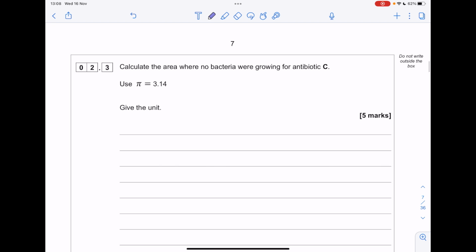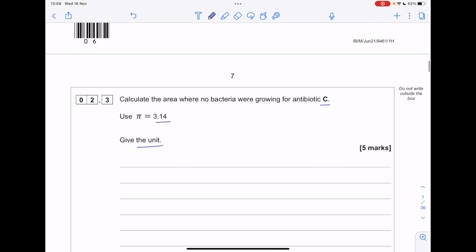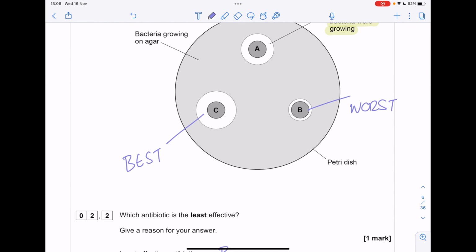Calculate the area where no bacteria are growing for antibiotic C. Use pi equals 3.14 and give the unit. So we want to measure the area of this circle using pi r squared. So measure this distance here using your ruler. Let's measure it in millimetres. So our radius is 11 millimetres.